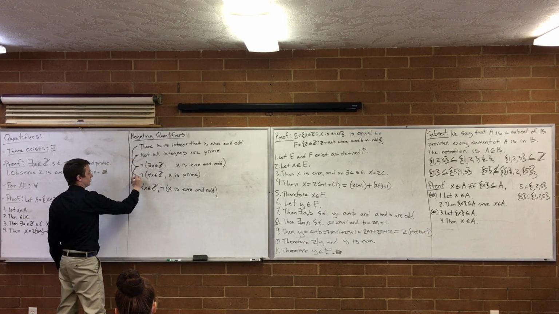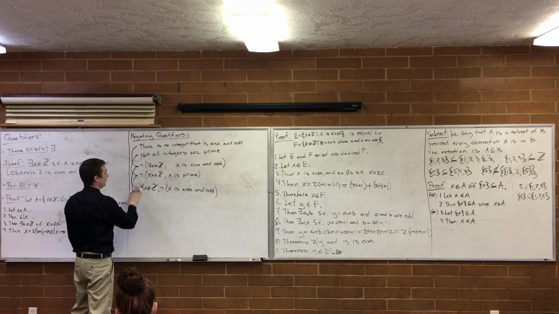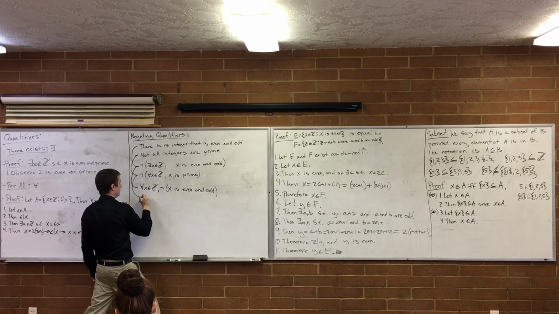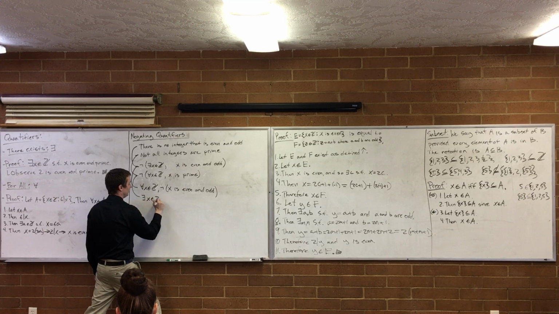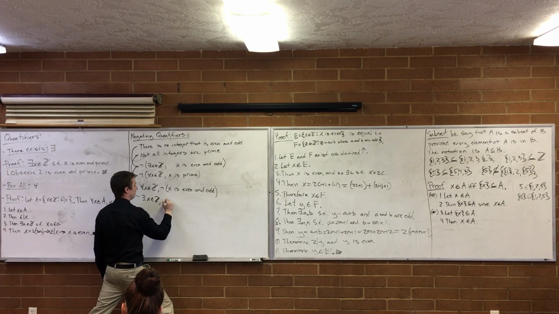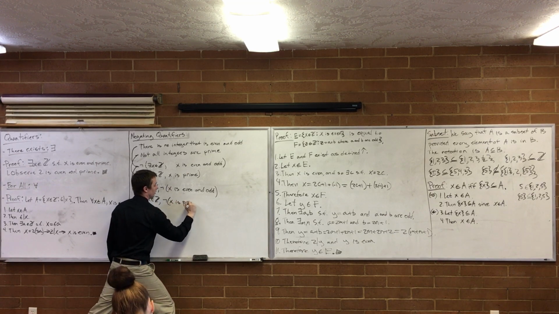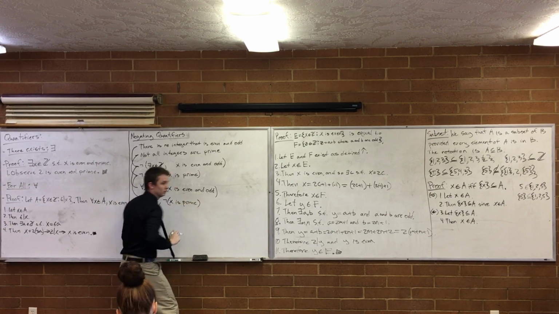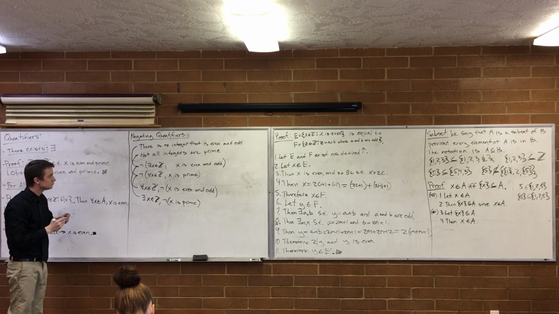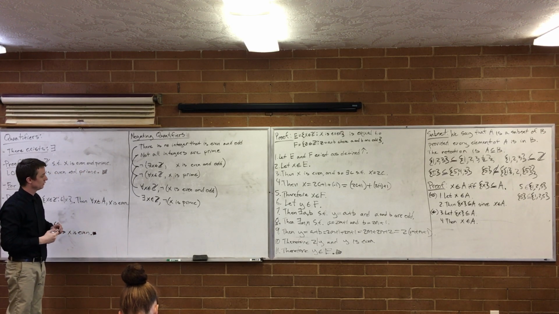And then this one's connected to this one, connected to this one. We can rewrite this as: there exists an x in Z where not x is prime. Make sure these make sense to you. Wait, shouldn't that be for all? Sorry, there exists.